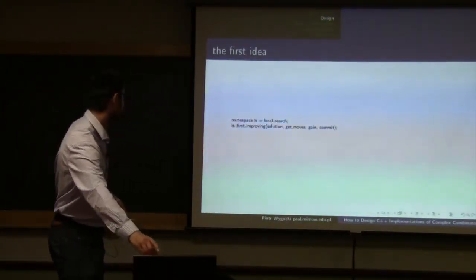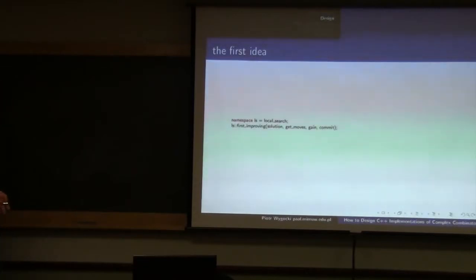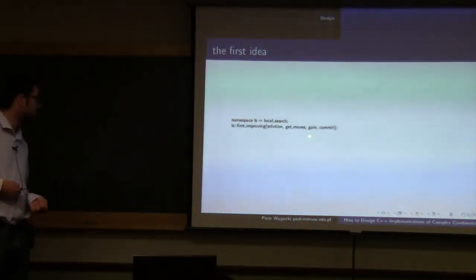So this is the first idea. This is the first improving algorithm. It takes a reference to the current solution, and it takes these three functors with the signatures that were introduced in the previous slide. And this is all in this local search namespace. I am going to use this ls all the time.